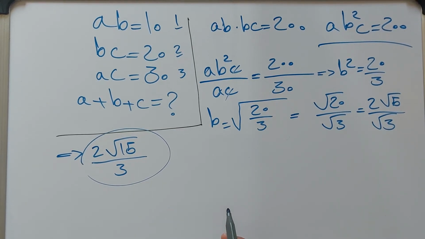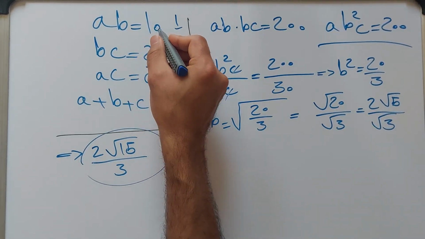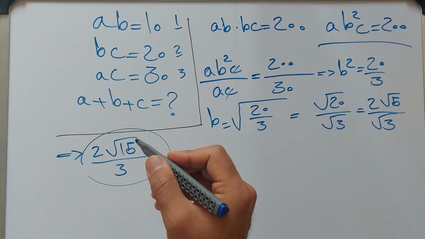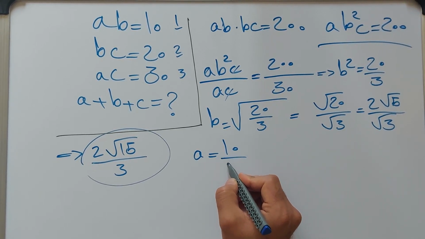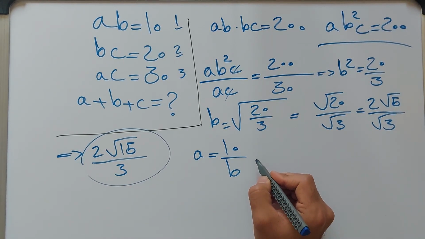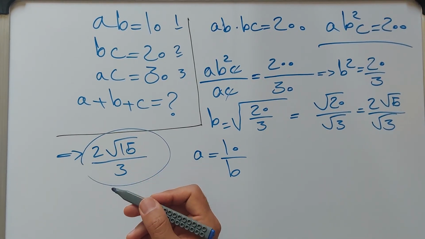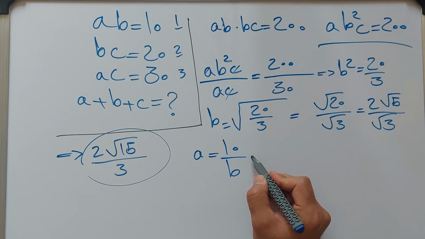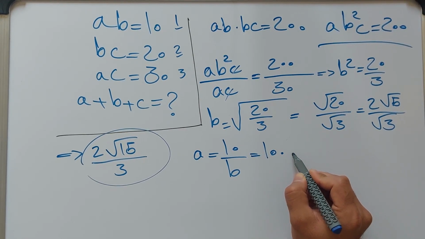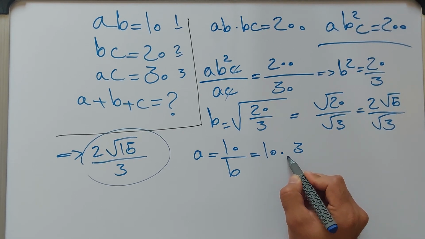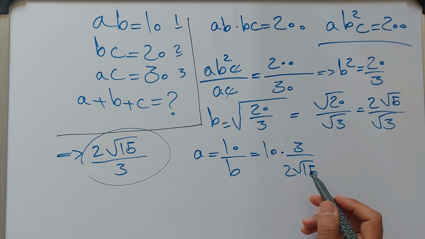From the first equation, we know that AB equals 10, right? In other words, we can say A equals 10 over B. So we have the value of B, let's just substitute it. Dividing by B is the same thing as multiplying by the inverse. So A equals 10 multiplied by 3 over 2 square root of 15. So I just inversed the fraction.